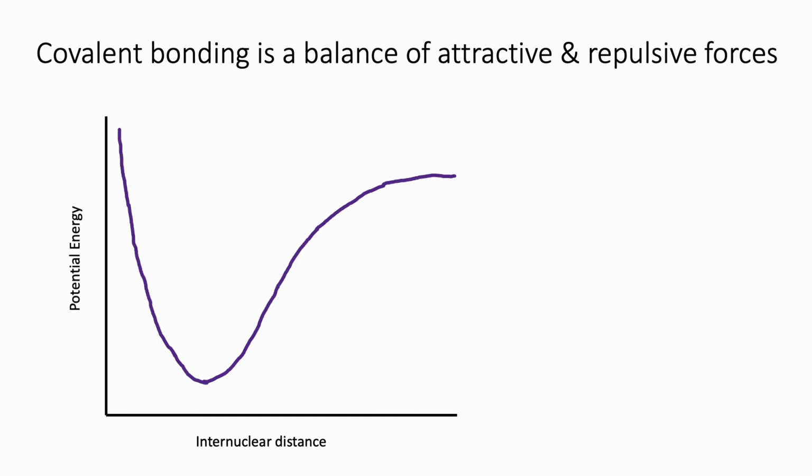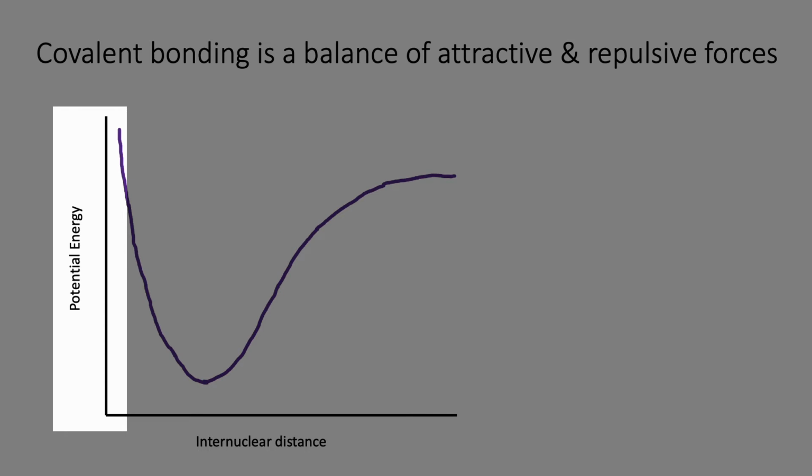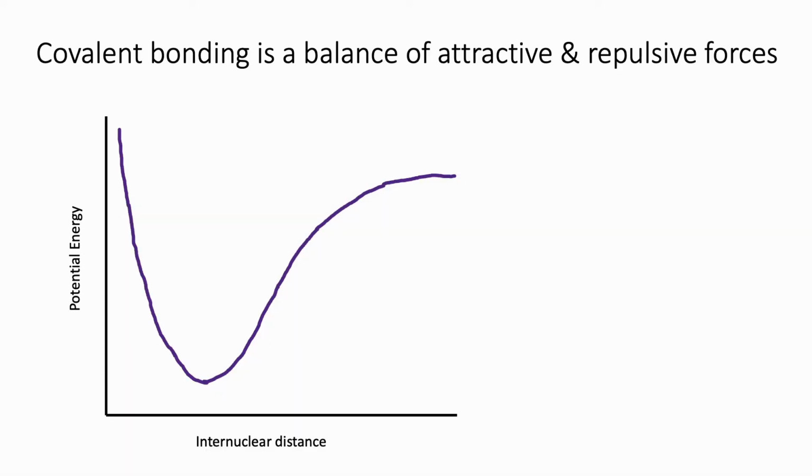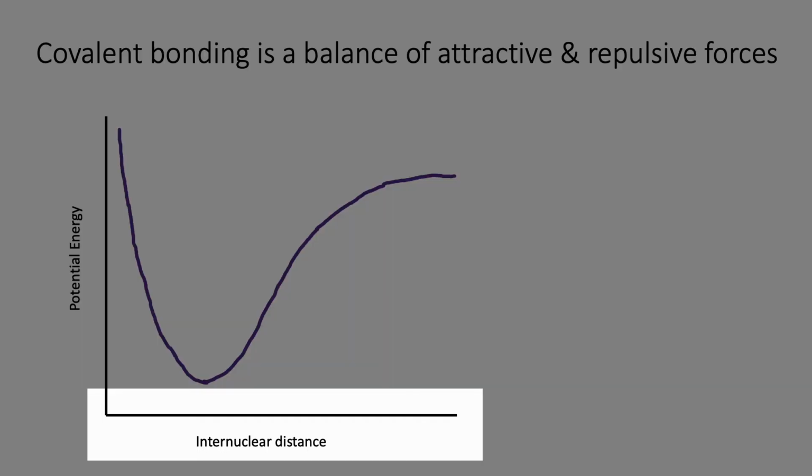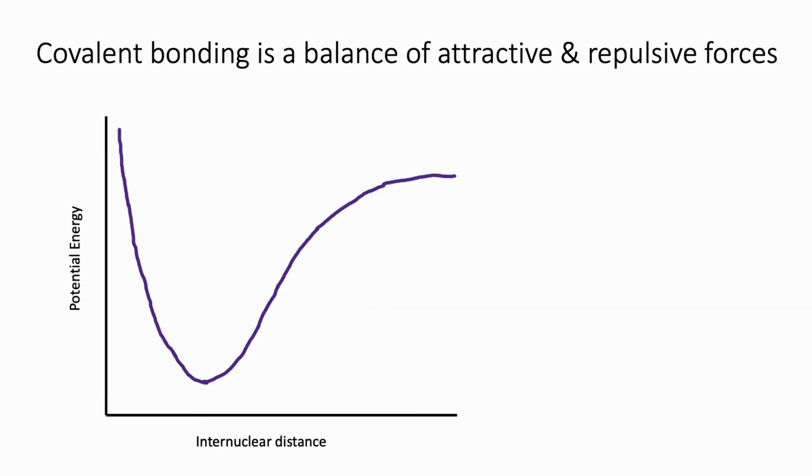So what we have here is a graph where on the y-axis we have our potential energy. Remember, that's the energy that could be turned into kinetic energy that will make things move. And on the x-axis we have our internuclear distance, the distance between 2 nuclei that are going to be bonded by covalent bonding. So let's think about what happens if our 2 nuclei are close together, and you can see that the electron clouds are going to overlap here.